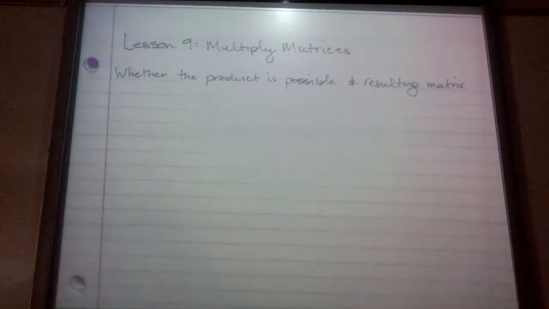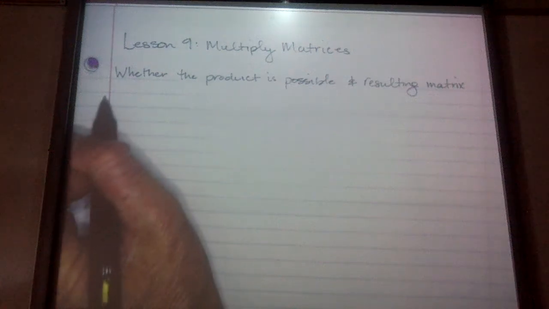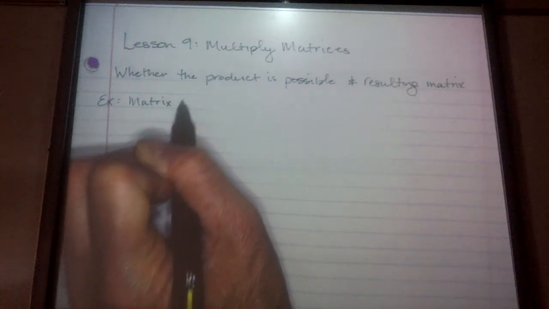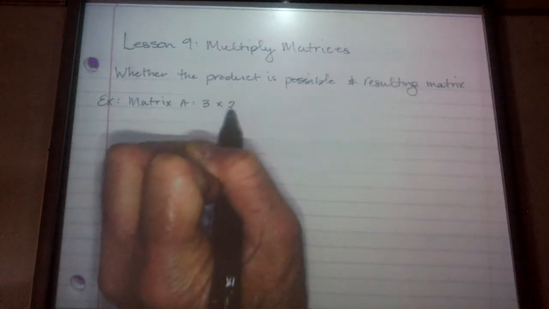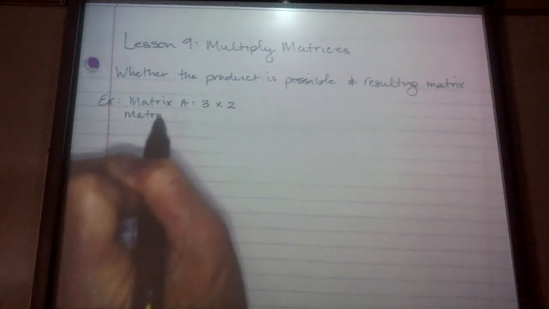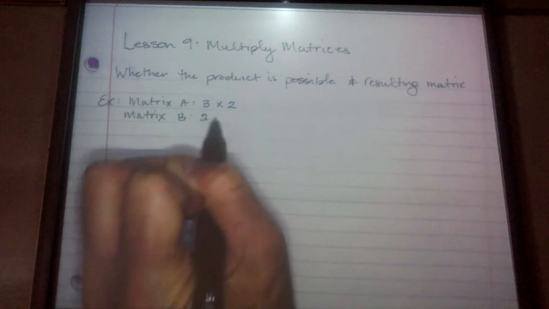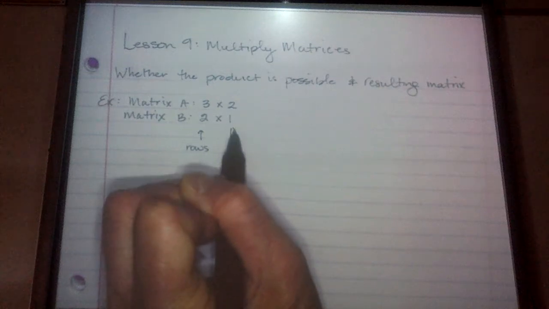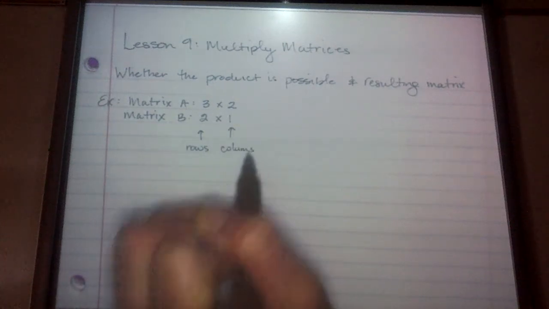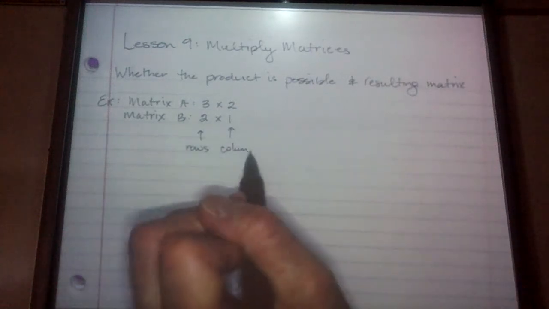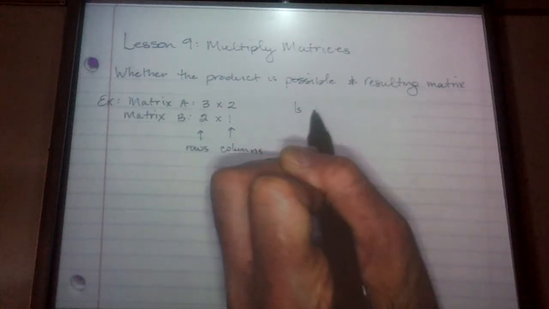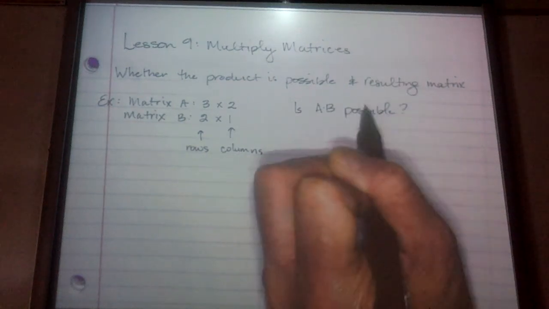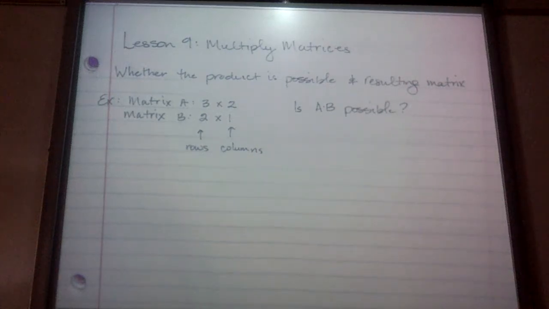So for example, it's all about dimensions. If I have two matrices, matrix A is a 3 by 2, and matrix B is a 2 by 1. Now let's review. Remember, the first dimension is the number of rows. The second dimension is the number of columns. So the first question that I'm going to ask is, is A times B possible? So can I even multiply these two matrices?